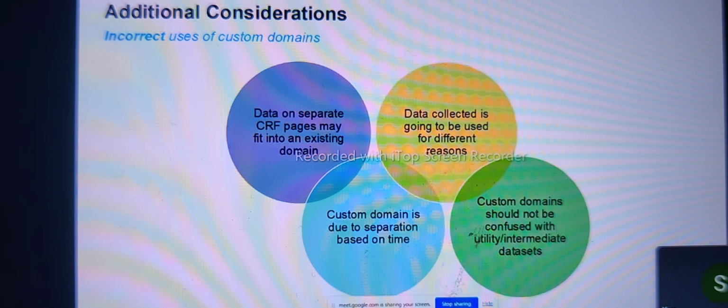Custom domains should not be confused with the utility or intermediate datasets. When you create custom domains, there should not be any ambiguous information or situations relative to the existing domains and datasets. The purpose of creating the custom domain, why we created it, what information is captured, which observation class the information is put into, the naming convention of the custom domain and the variable naming conventions, the standards, everything should align to the CDISC standards. So there should not be any ambiguity for the custom domains. These are some additional considerations for creating a custom domain.